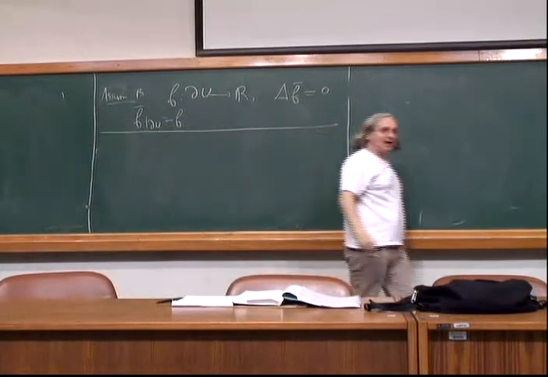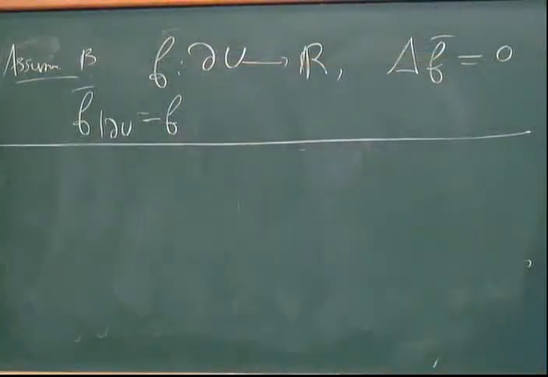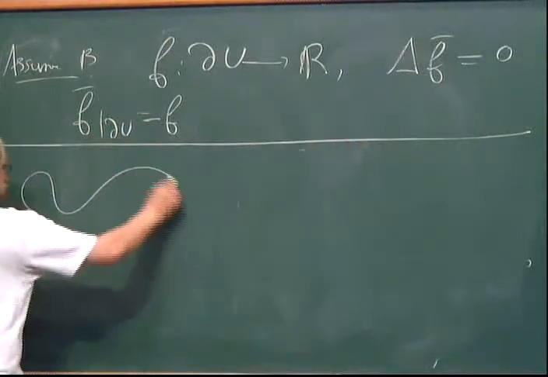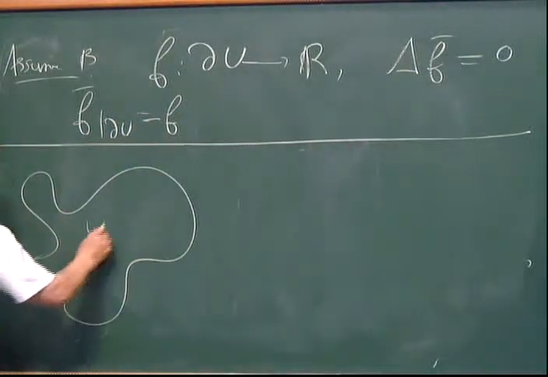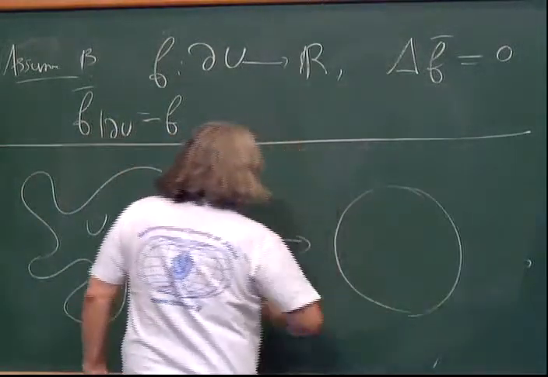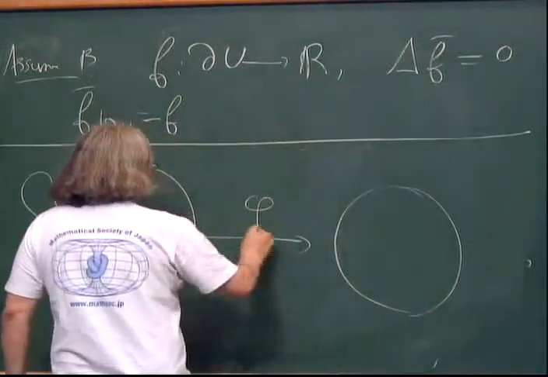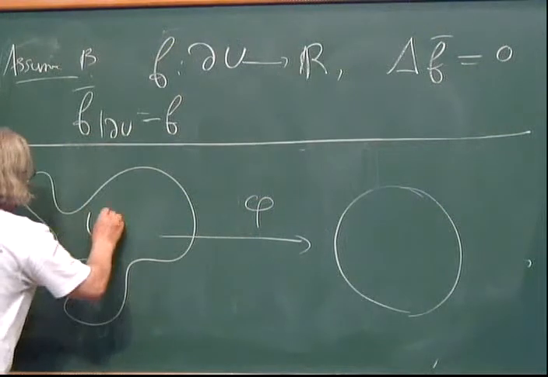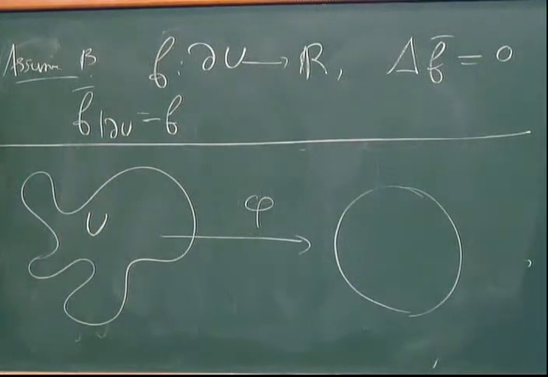And from this, I want to prove the theorem according to which any simply connected domain, U, can be mapped to the disk by some conformal map. So the idea is, today we have many proofs of that.